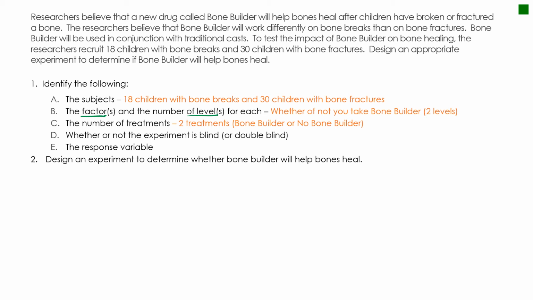Is this experiment blind or double blind? Honestly, we're not given enough information to know whether or not it is. So it could be that some of the children were given Bone Builder and the others were just not. It could be that some were given a placebo and others were not. So if they were given a placebo, it would be single blind. If the people who are measuring the healing rate of the bones don't know who's in which group, then it would be single blind. If both groups don't know, then it's double blind.